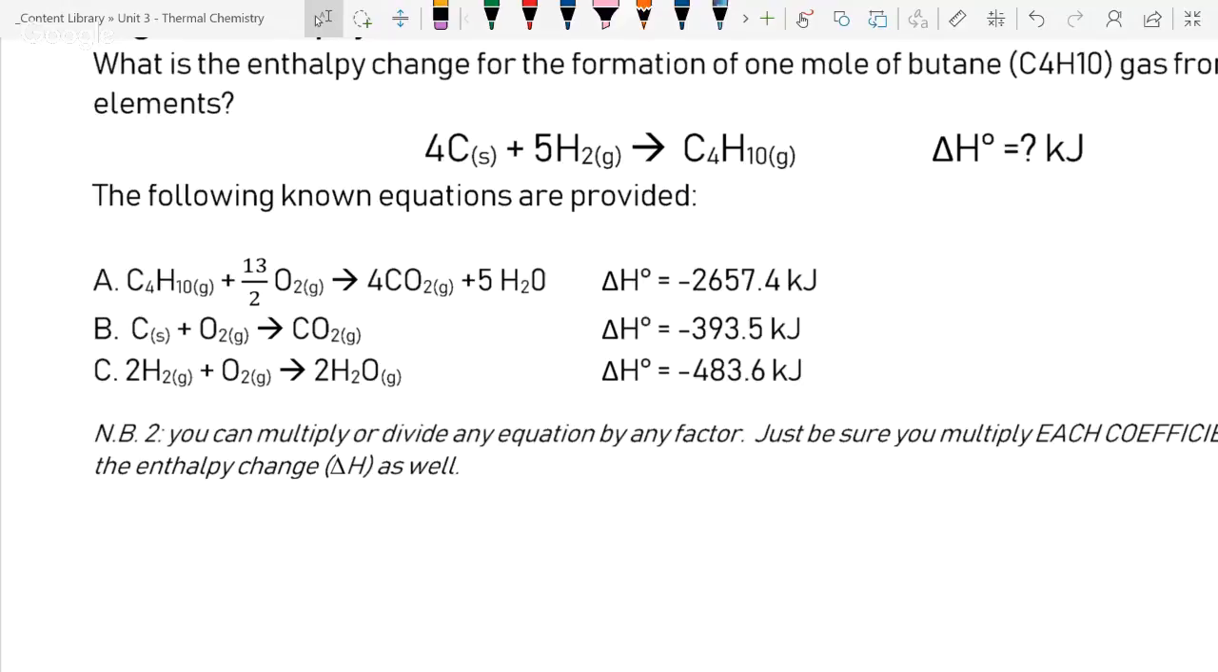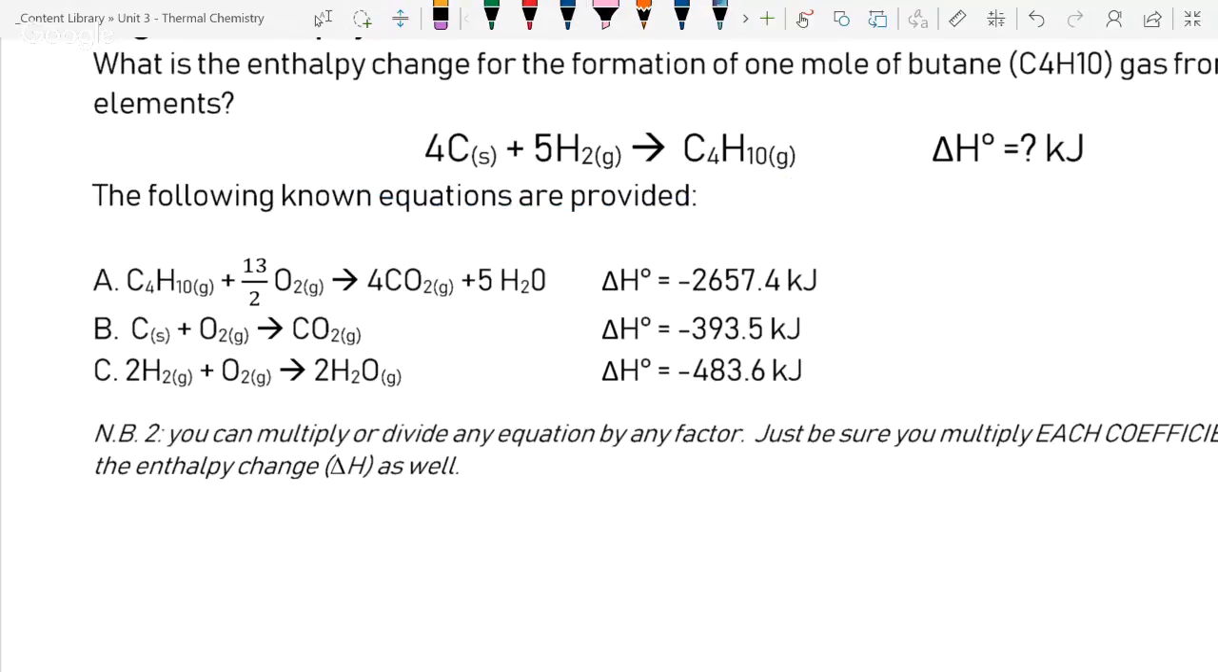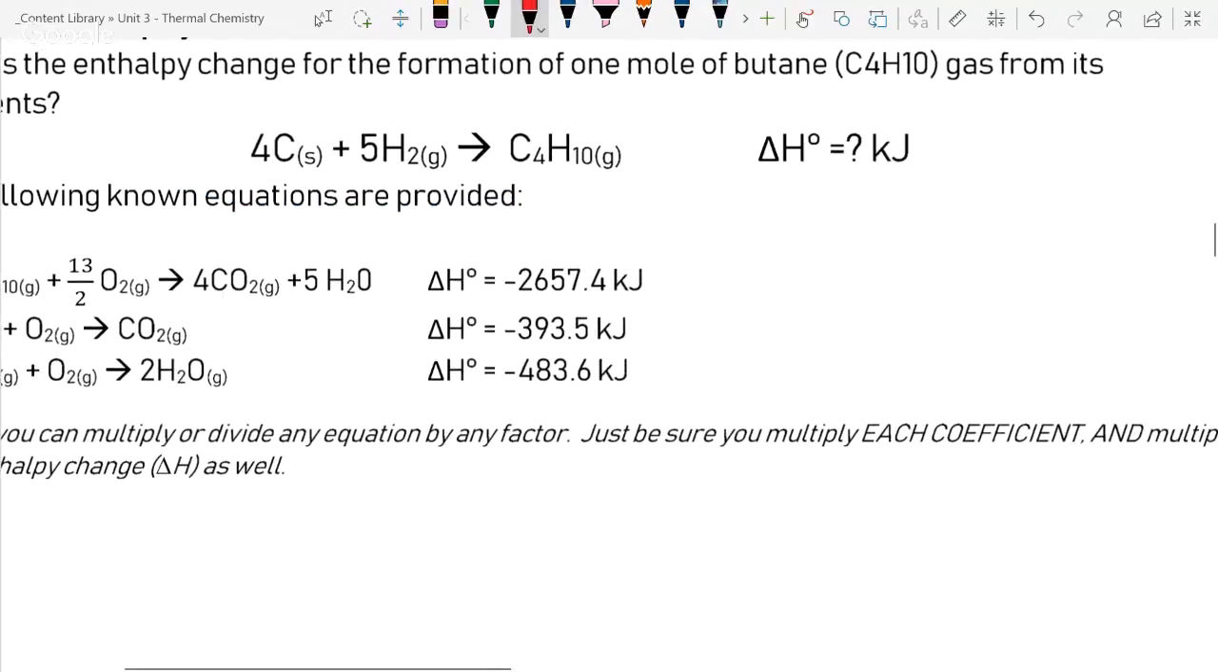Okay, so this reaction is not one I can actually do, which means that I could never measure its delta H directly because it's not going to happen. By the way, this symbol here, we will talk about more tomorrow. This just means standard conditions.